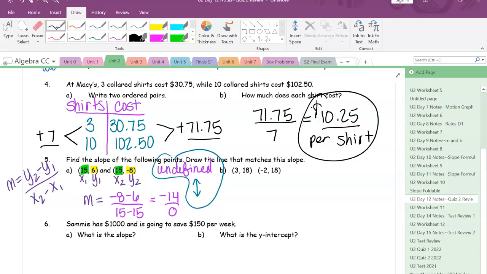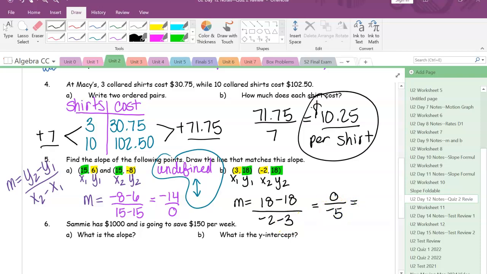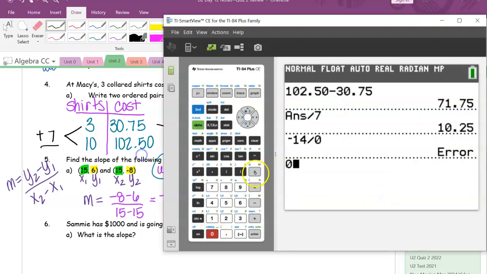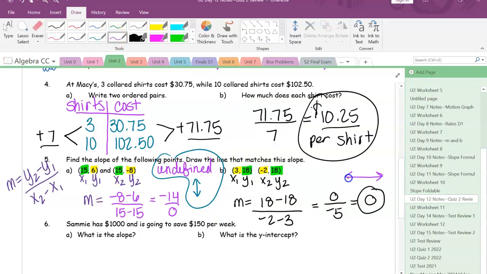All right, let's try it one more time. x1, y1, x2, y2. We're going to take our y minus our y. So 18 minus 18 over our x minus our x. -2 minus 3. 18 minus 18 is 0 over -5. And when you type 0 divided by -5 into your calculator, you just get a 0. Look, I'll show you. What type of line has a slope of 0? A horizontal line.